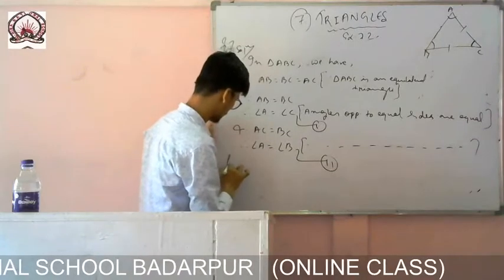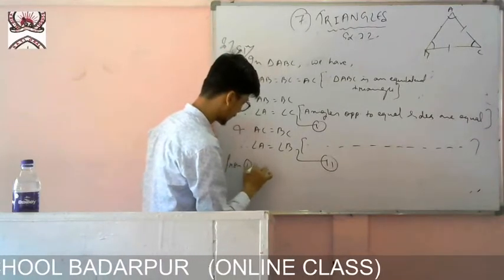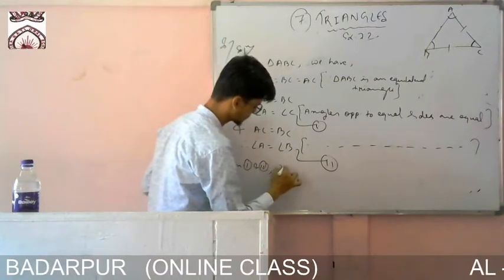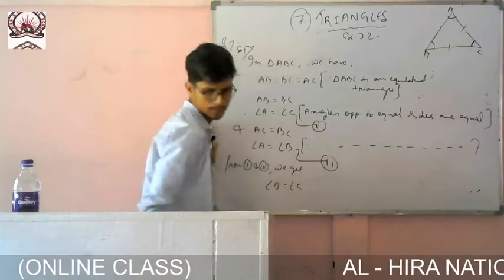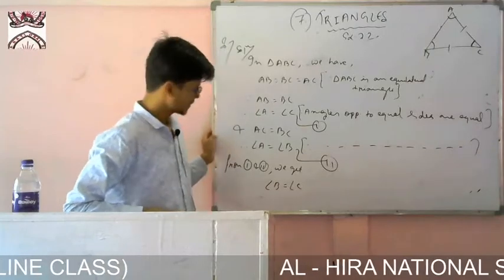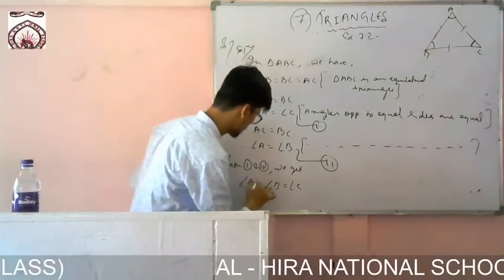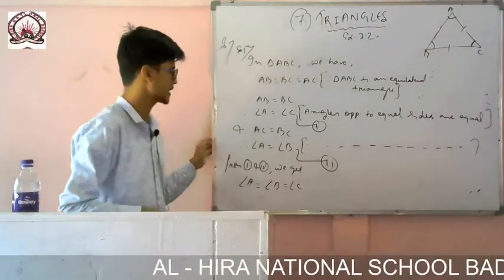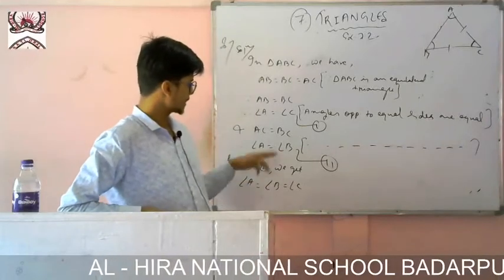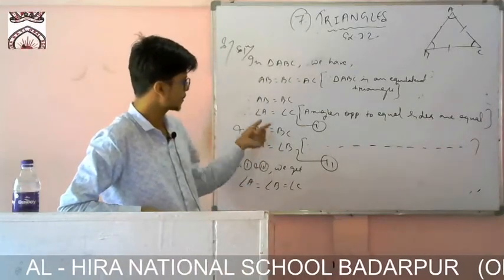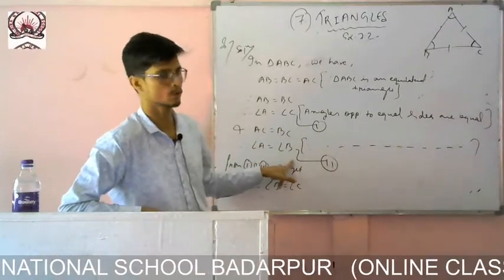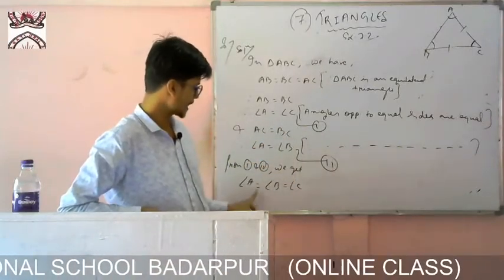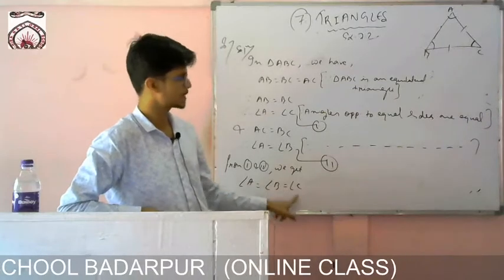So from 1 and 2 we get angle B is equals to angle C. From 1 and 2 I can write angle A equals to angle B equals to angle C, because angle A is equals to angle C also, and angle A is equals to angle B also.